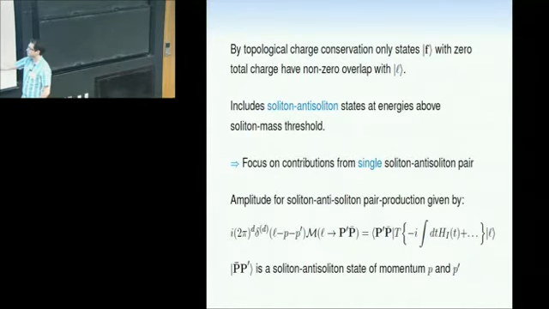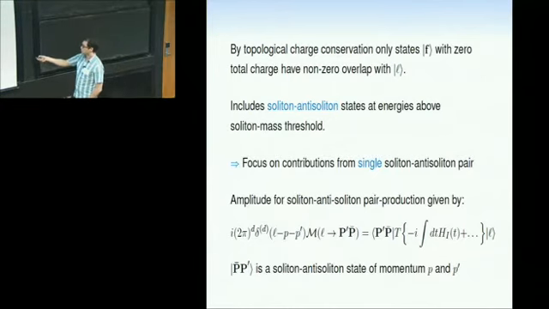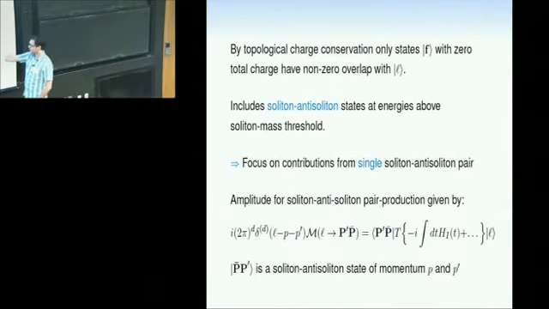I denote this soliton and anti-soliton state by P prime and P bar here. This is the soliton of momentum P prime, and then here is the anti-soliton of momentum P. And as usual, you can relate this amplitude to a matrix element involving this time-ordered product of interacting Hamiltonians for your theory.